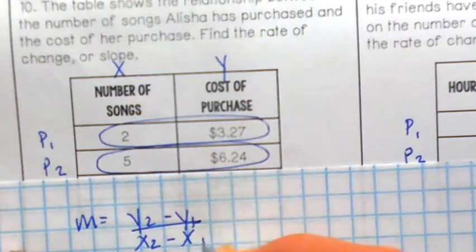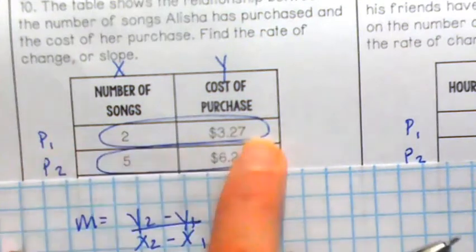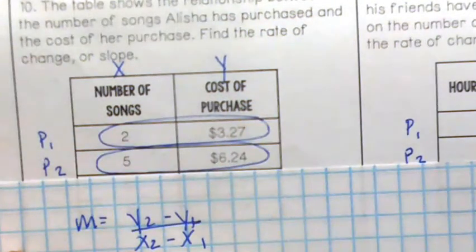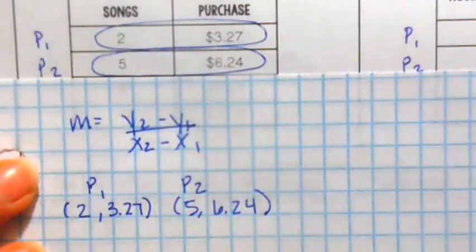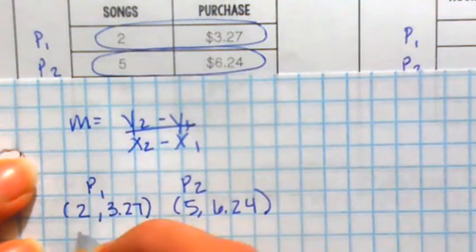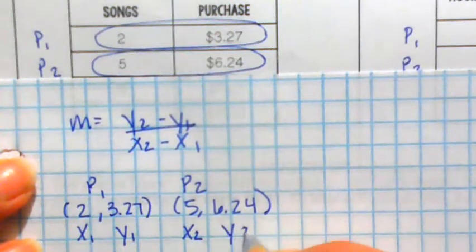The cost of it depends on how many songs you buy. So I'm going to have points 1, 2 and I already chose those when I was making this video before. I have (2, $3.27), and I have (5, $6.24), which you can't see. Okay, there we go. This is going to be X1, Y1, X2, Y2.